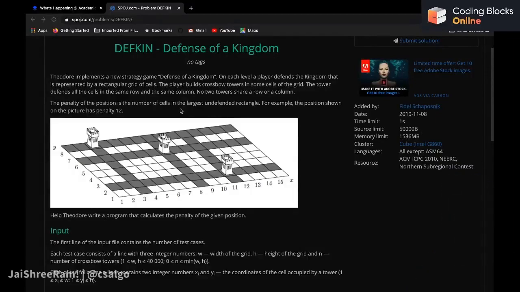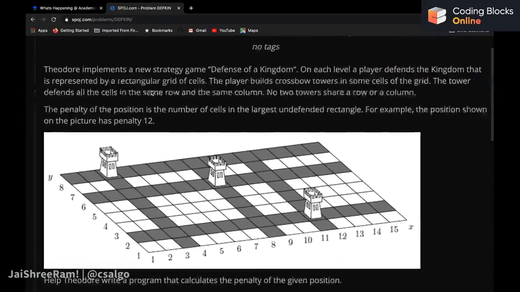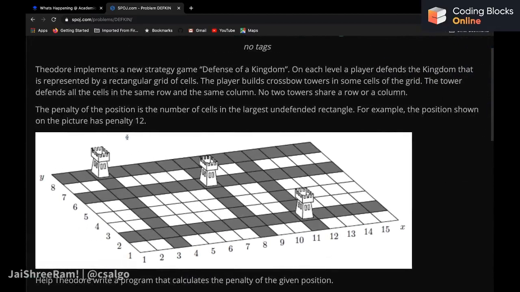There is a game called Defense of a Kingdom, in which you are given a rectangular grid of cells, and there are some towers in some cells of the grid like shown in the figure. The tower defends all the cells in the same row and the same column. For example, if there is a tower at this position, then this entire row, the gray strip, is defended by the tower, and this column is also defended. That means it is a safe position.